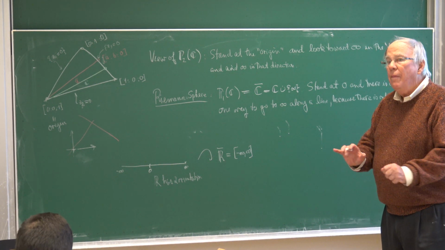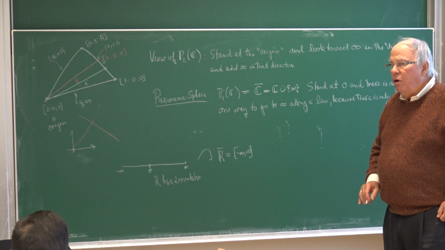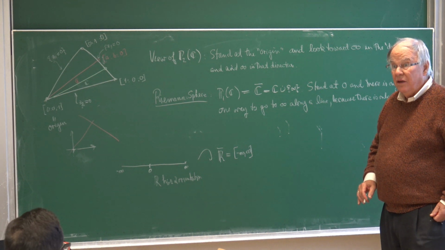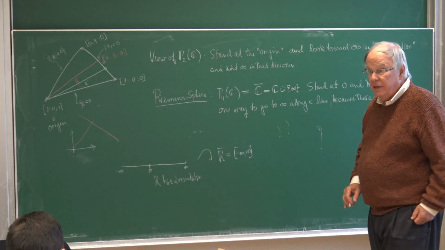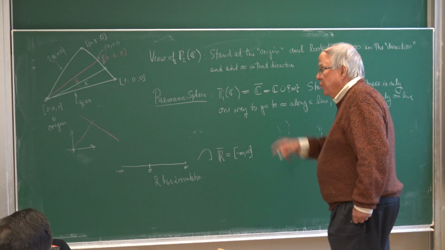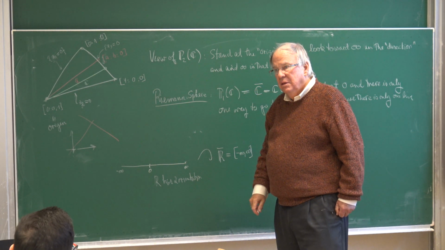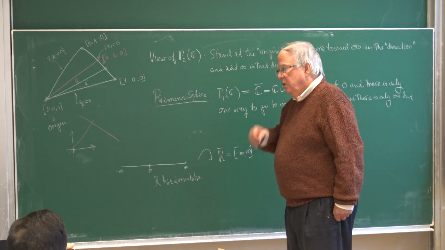we're doing this over the complex numbers, and there is no orientation. There is an orientation, but it's canonical. The complex numbers have an orientation. So it's canonical, so there's only one way to go to infinity. That's the way you should think about it. Okay? So this is right.